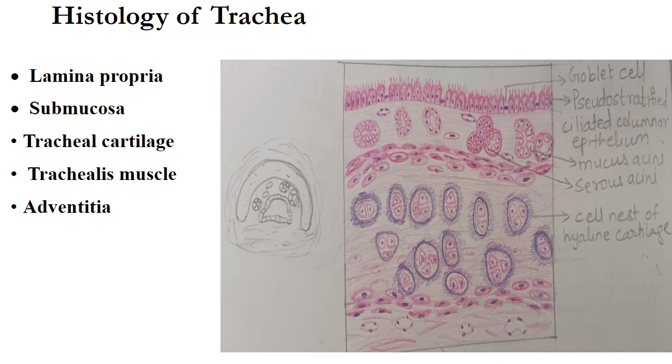Hyaline cartilage shows its characteristic features, that is, it has chondrocytes lying in the lacunae. They have a homogeneous matrix. The chondrocytes form a typical cell nest appearance. They are seen in groups. And the perichondrium covering the cartilage has an outer fibrous and inner cellular layer. And after that we have the adventitia layer. It has fibroelastic connective tissue, and some blood vessels and nerves are there.